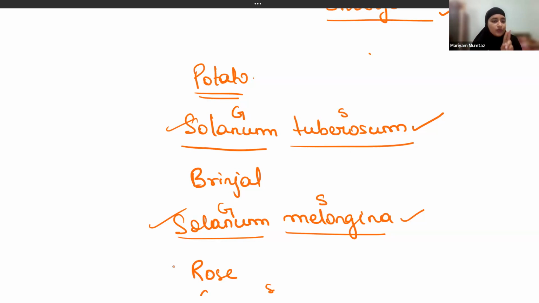We do crossing in between two different varieties. So that is intervarietal crossing. When we do it in between two different species, then that is interspecific crossing. And when we do it in between two different genus, then that is intergeneric crossing.